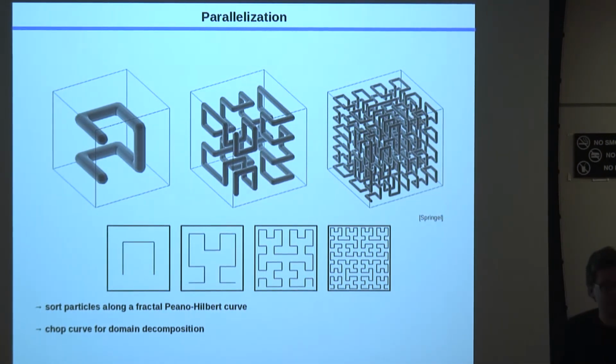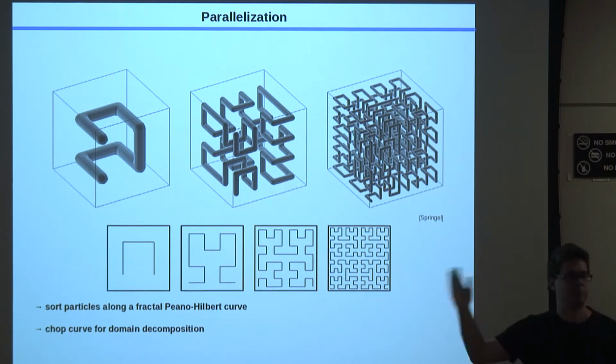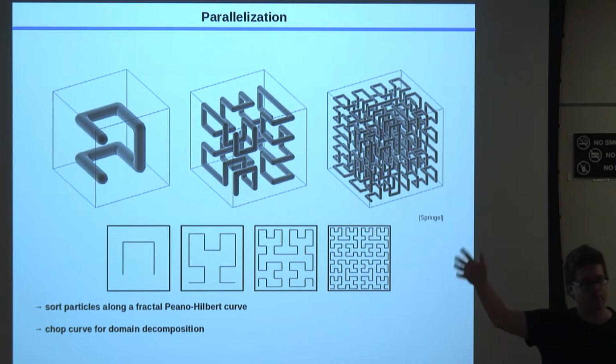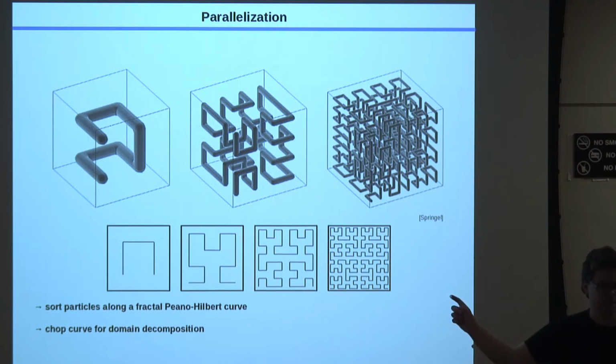So what we essentially do is we assign the particles to this curve, and then we chop the curve in little pieces and assign these pieces to the different processors. And the pieces are cut in such a way that the workload and the memory load per processor for that piece of the curve is roughly constant across all the cores.